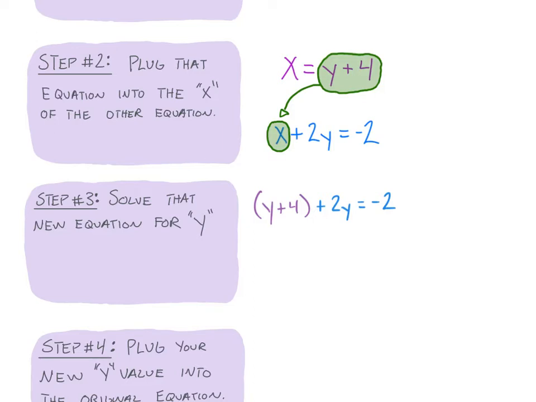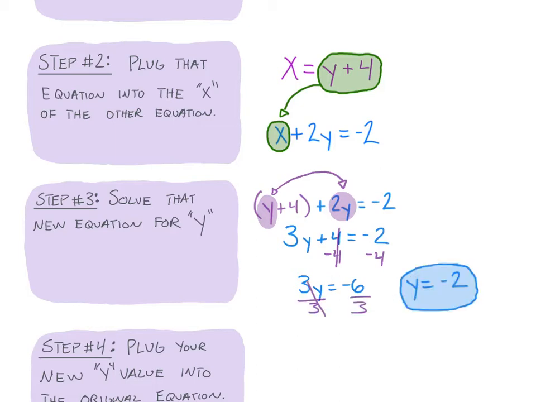First, let's combine our y's on this side of the equation. Next, we're going to subtract a 4 from both sides. And that will leave us with 3y equals negative 6. We're going to divide both sides by 3. And you're going to get an answer of y equals negative 2. We're almost done. Let's move on to step 4.